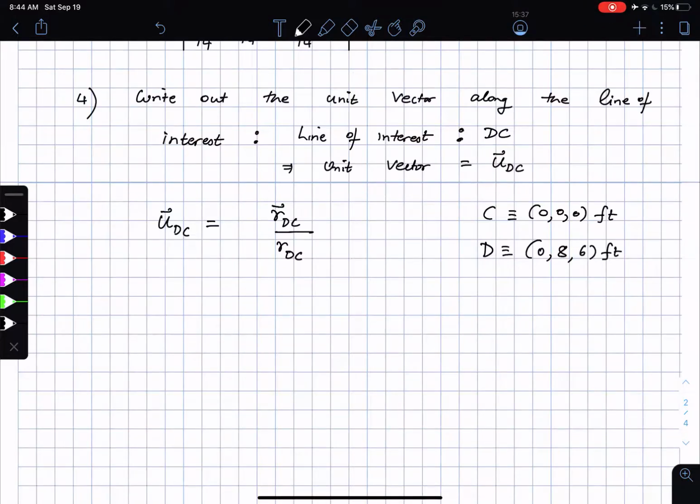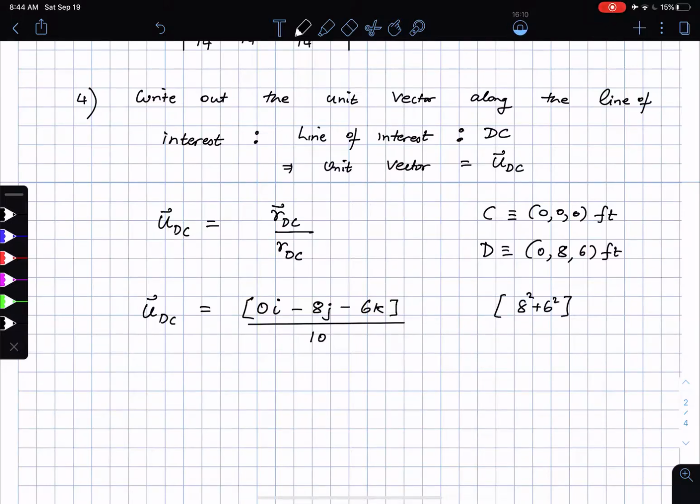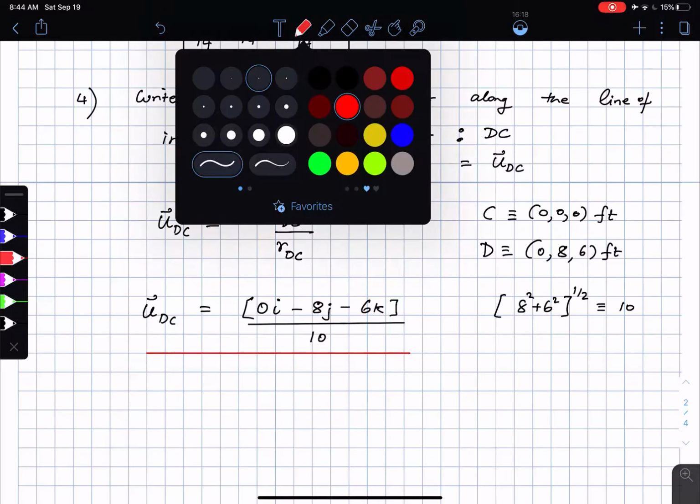Then I ask, what is my unit vector going to be? So UDC is going to be the coordinates of the last point minus the first point, divided by the magnitude. So this is going to be 0i minus 8j minus 6k, divided by the square root of the sum of the squares, 8 squared plus 6 squared, to the power 1 by 2, which is 10. So I have my unit vector now. Fantastic.